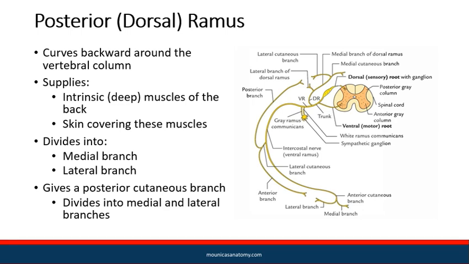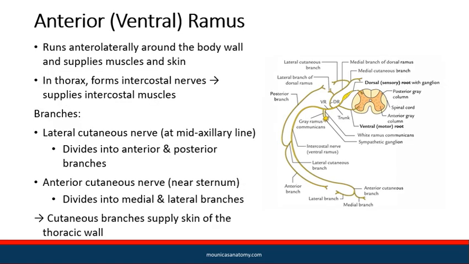Posterior ramus curves backward around the vertebral column, supplies deep muscles of back and skin, divides into medial branch and lateral branch. Anterior ventral ramus runs anterolaterally around the body wall, supplies the muscles and skin. In thorax, it supplies intercostal muscles. Branches are lateral cutaneous nerve and anterior cutaneous nerve, which supply the skin of thoracic wall.